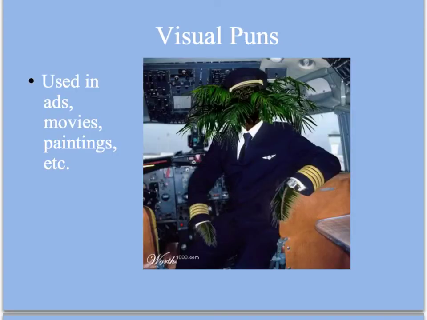There are other types of puns rather than word puns. We've discussed a little bit already, but visual puns is another big one. These are often used in ads if they try to hook the reader in with something interesting or funny. Movies can sometimes portray things as puns, but they tend to be a little more subtle. You really have to look for those. And paintings often do similar things. This guy here, he's a Palm Pilot. There you go. It's the allusion to the phone type device, but really he's an airplane pilot.